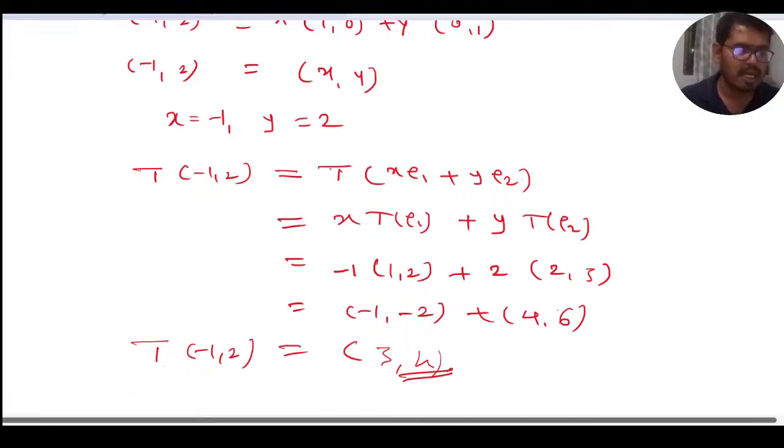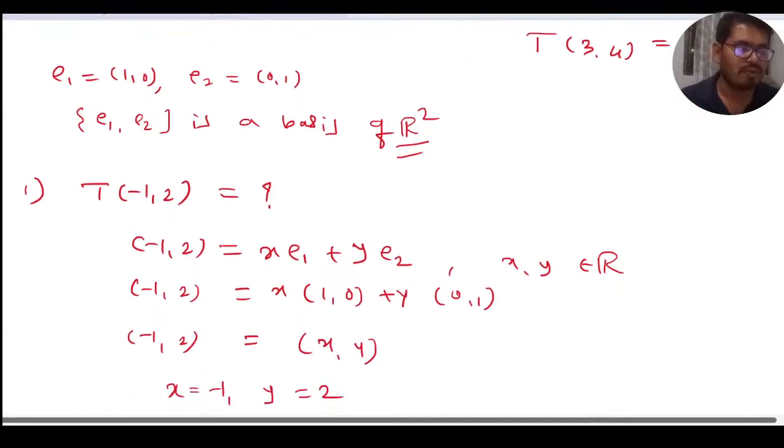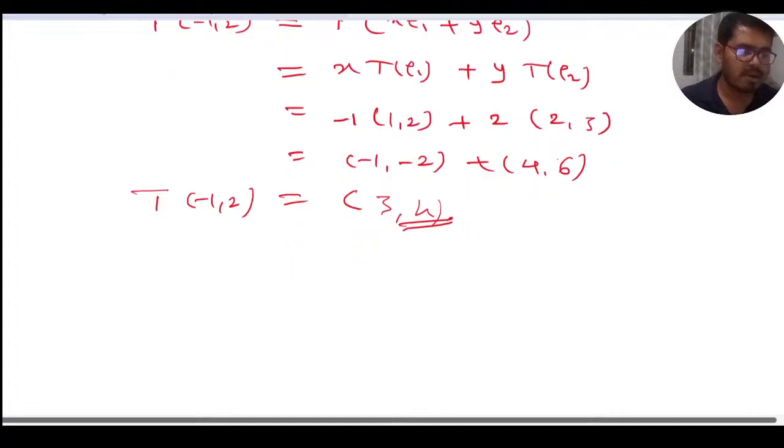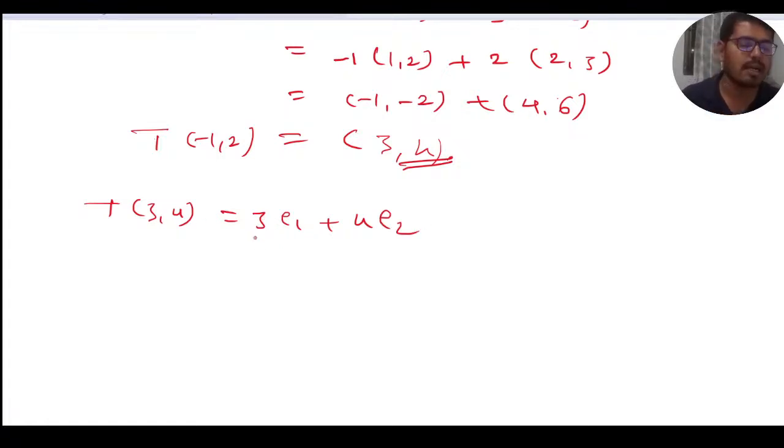Similarly, now let's find the image of 3, 4. This 3, 4 can be written as 3 times E1 plus 4 times E2, because x is equal to 3 and y is equal to 4, since the standard basis is there. So 3, 4 is written as 3 times E1 plus 4 times E2.